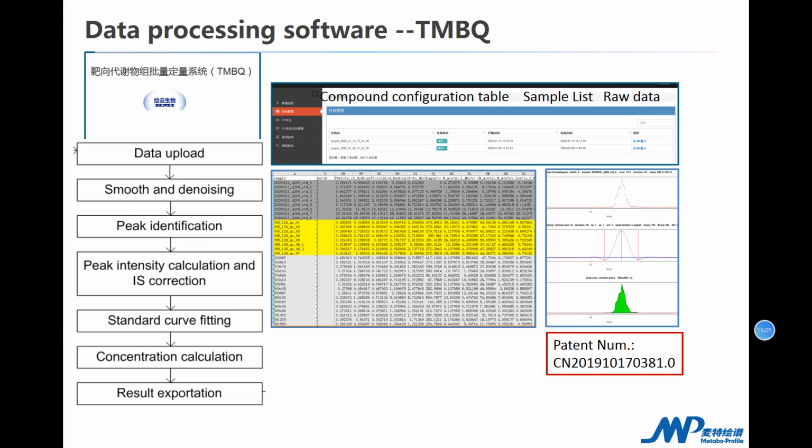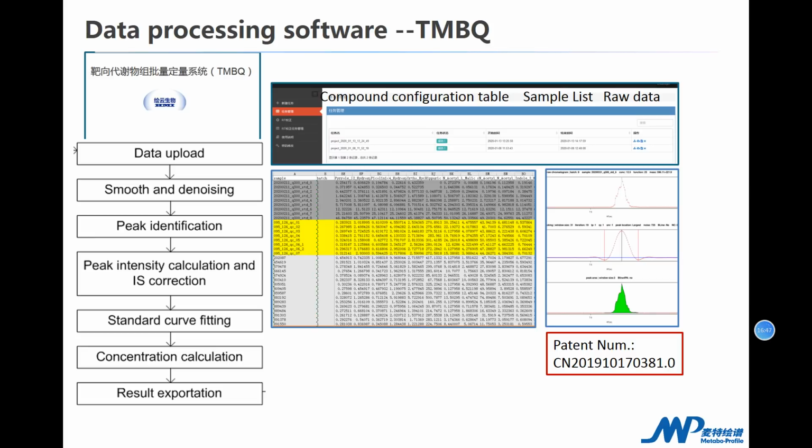When thousands of samples are analyzed in a clinical study, it is almost impossible to quantify these metabolites with commercially available software like TargetLynx or MassHunter. So we developed our own quantification software, TMBQ, the Targeted Metabolomics Batch Quantification software. It is the first cross-vendor platform for LC-MS-based high-throughput metabolite quantification, suitable for data generated from different LC-MS systems, such as Waters, Agilent, and ABSciex.